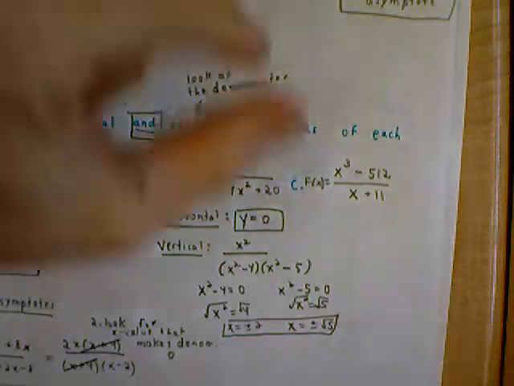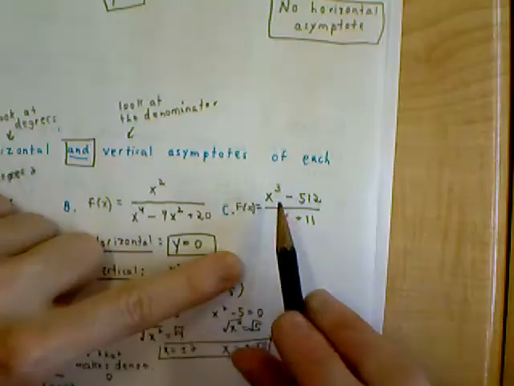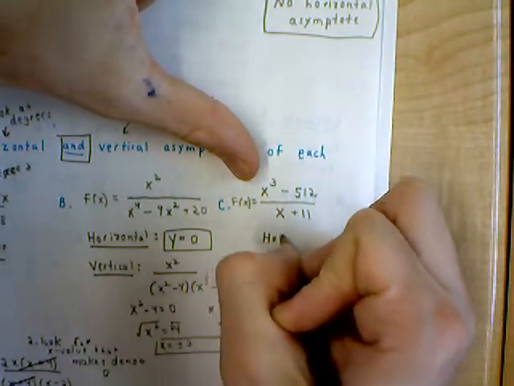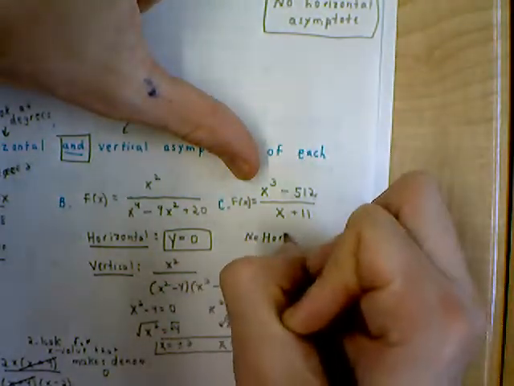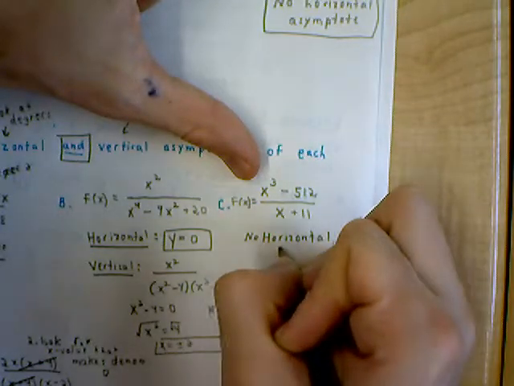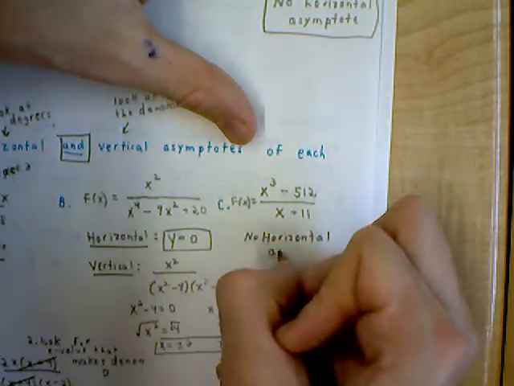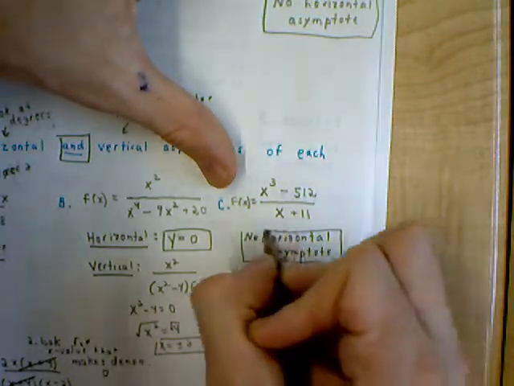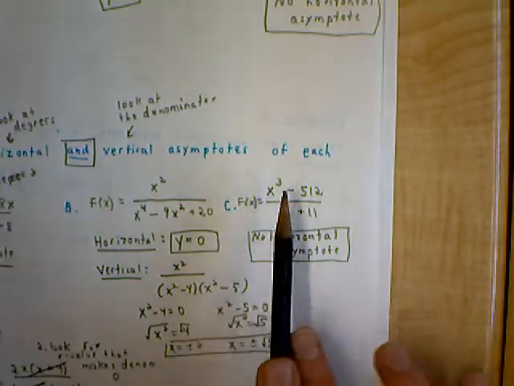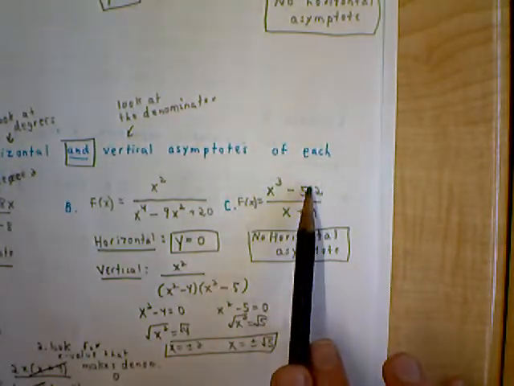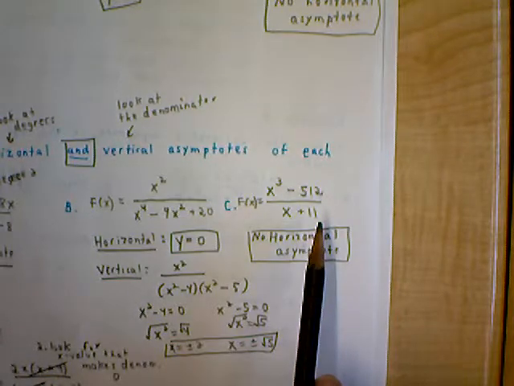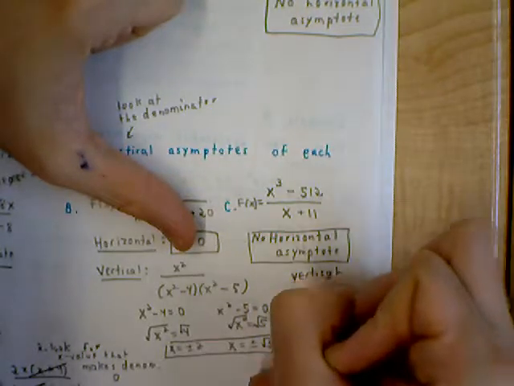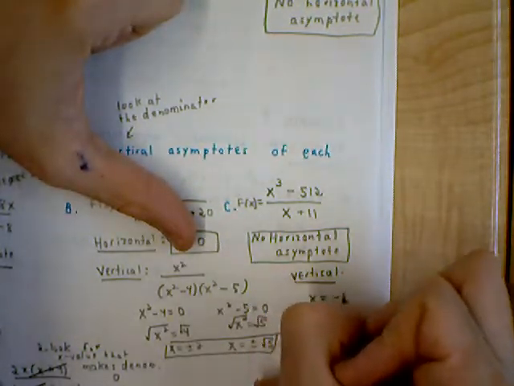Now let's go for the last one over here. I see the degree of the numerator is greater than the degree of the denominator, so there's no horizontal asymptote, because we have degree 3 and degree 1. That's a difference of cubes, but I know I'm going to get x minus 8, and that's not going to cancel with the x plus 11. So our vertical asymptote is x equals negative 11.